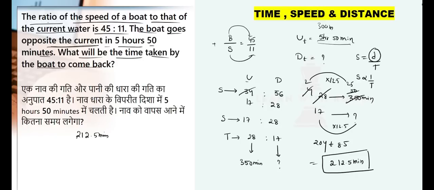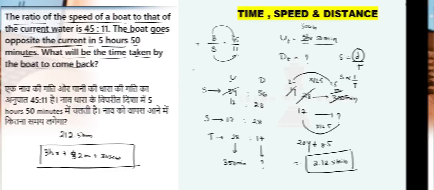Okay. If you want it in hours, 212.5 minutes is nothing but 3 hours, which is 180 minutes, so 3 hours plus you will be left with 32 minutes plus 0.5 minutes, which is 30 seconds. Okay, this is the exact time. Next question. See this question.